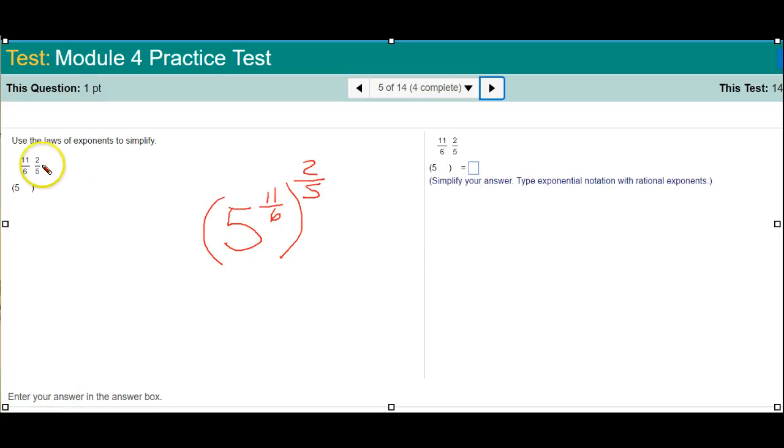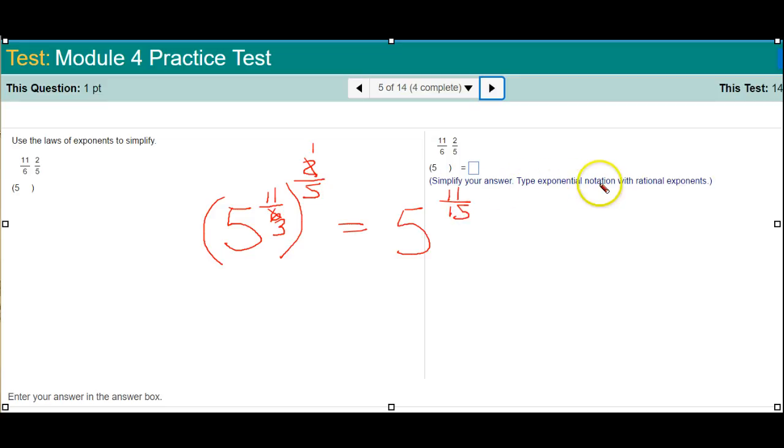Now for something like this, and it's a little hard to read there, but I think this is what they're referring to. When we are raising a power to a power, we multiply the exponents. So this will become 5. And then here we can cancel out a little bit. 2 goes into there 3 times. 2 goes into there once. So we now have in the numerator 11 over 15.